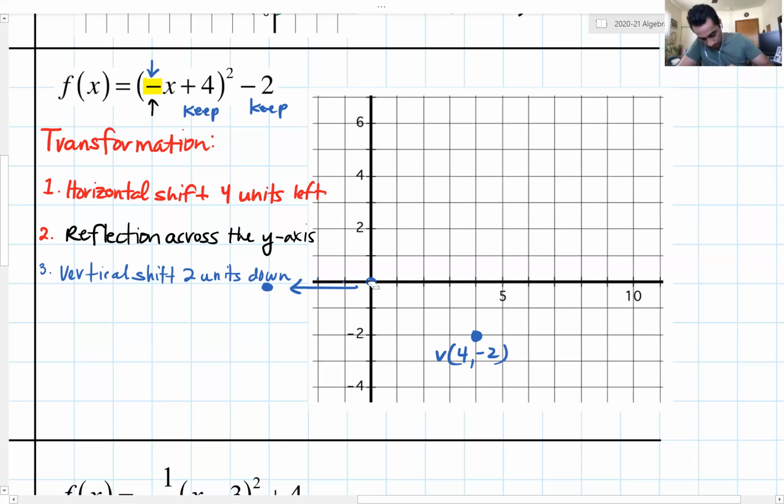So let me erase all this, right? So that's why we have a vertex there, okay? So the negative there only tells us about reflecting over the y-axis, okay? Out front, I don't have anything, right? In front of the parentheses, I don't have anything. It's empty, right? So it's just gonna be invisible 1. So what do I know about the direction of this graph? Is it gonna open up or is it gonna open down?